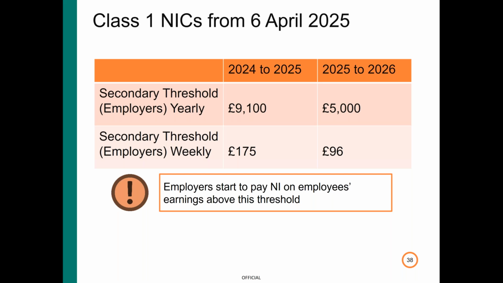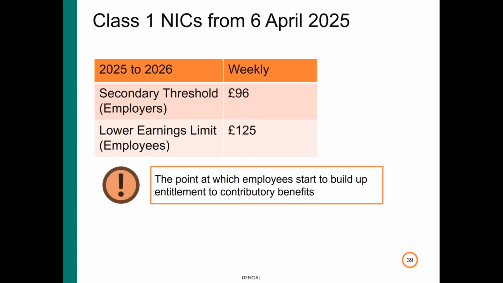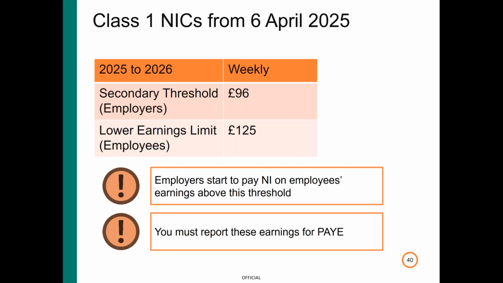As the secondary threshold is now lower than the employer's lower earnings limit, the lower earnings limit is the point at which employees start to build up entitlement to contributory benefits. The secondary threshold will now be the point at which NI needs to be reported for PAYE purposes. The employee's lower earnings limit increases from £123 to £125 per week. This may mean that some employers may be liable to pay NI and report pay and deductions to HMRC for the first time.